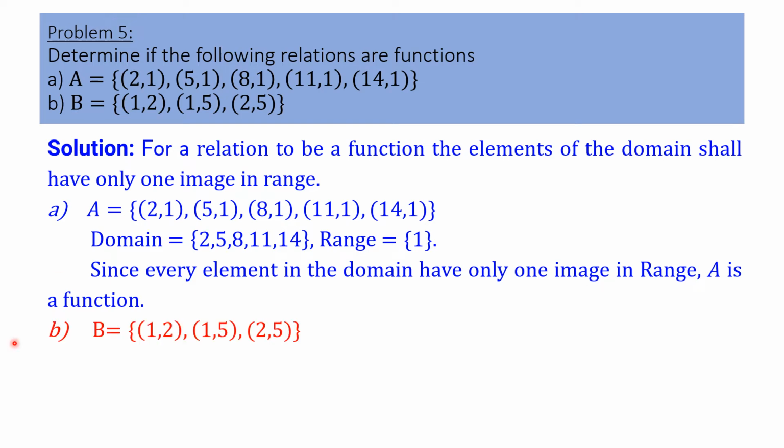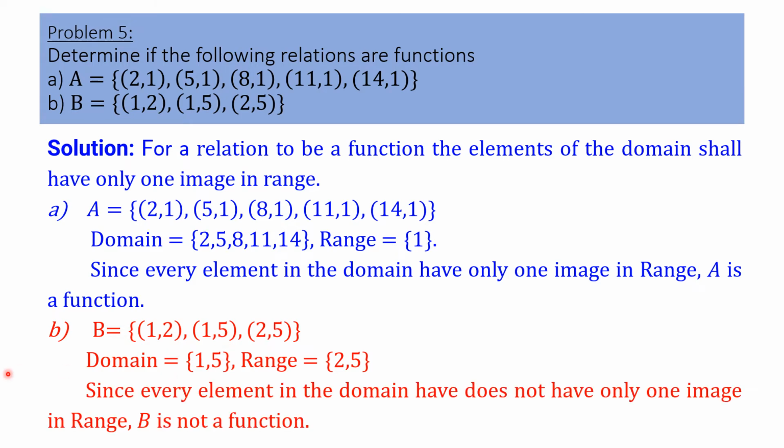Now B is a set of pairs of elements (1, 2), (1, 5), (2, 5). Domain of B is the set of elements 1 and 2 and range is the set of elements 2 and 5. Here we can see the element 1 in the domain has two images. One image is 2 and the other image is 5. Since every element in the domain does not have only one image in range, B is not a function.